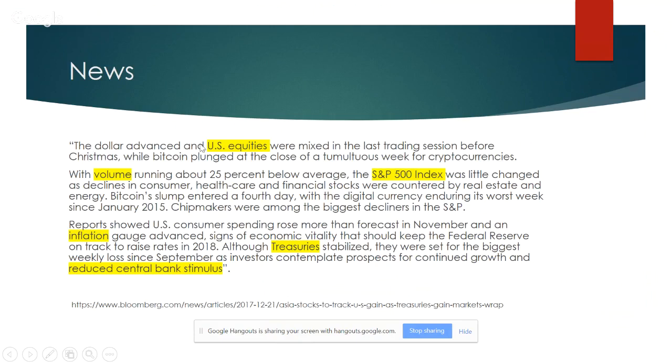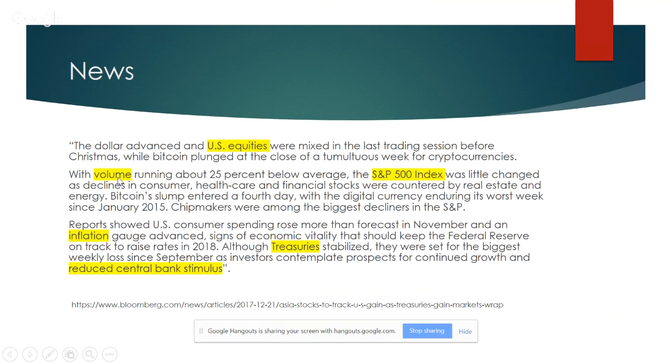The dollar advanced and U.S. equities are mixed. So basically, U.S. equities is a stock market. So the dollar advanced and U.S. equities were mixed with the last trading session before Christmas, while Bitcoin plunged at the close of the tumultuous week for cryptocurrencies, right? What this is saying is the dollar appreciated because the U.S. stock market appreciated. However, Bitcoin fell off, right? It's a conglomerate of information in one paragraph, right?